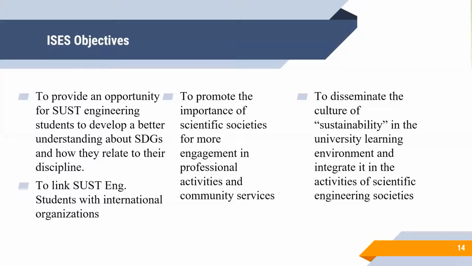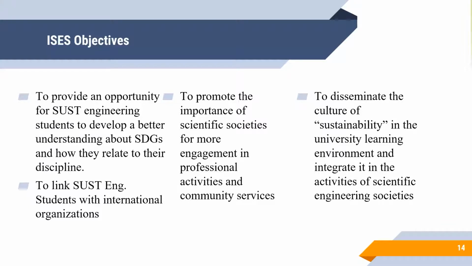And we set together five or six goals: to provide an opportunity for engineering societies to develop a better understanding of SDGs, and also to link our engineering students with international organizations, because as I said, sanction just leaves them with no relationship with the outside, only minor cooperation. Also, to promote the importance of scientific societies for more engagement in professional activities and community service. Also, to disseminate the culture of sustainability in the university learning environment and work as integration.